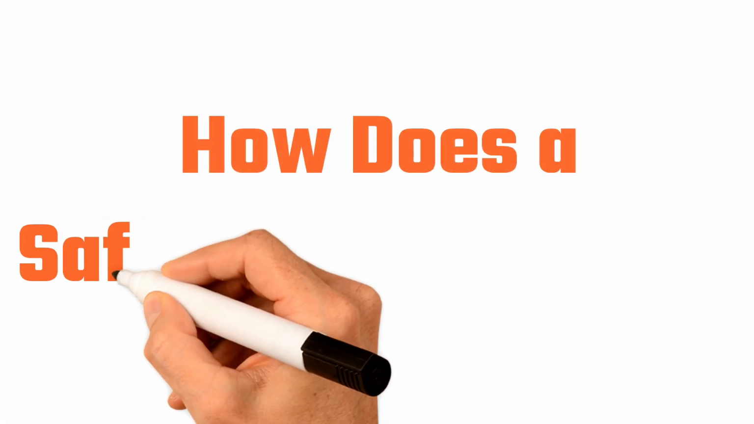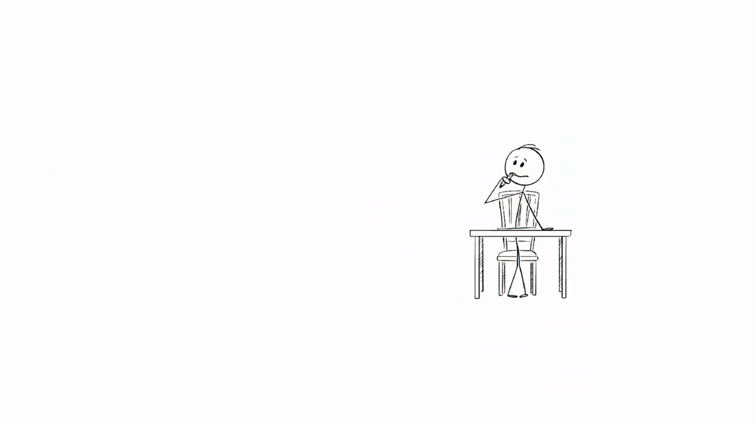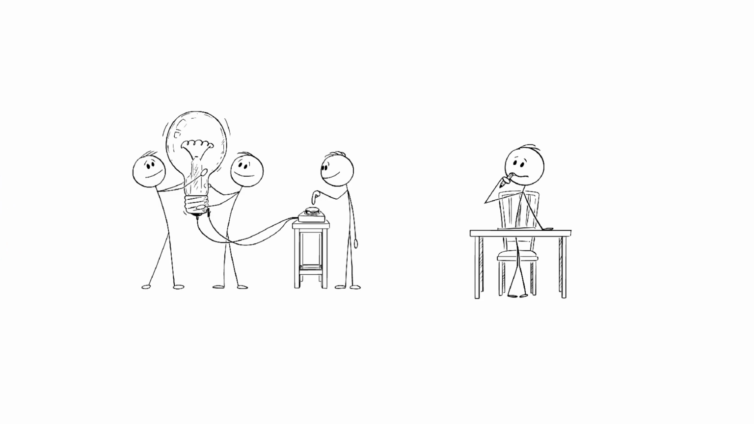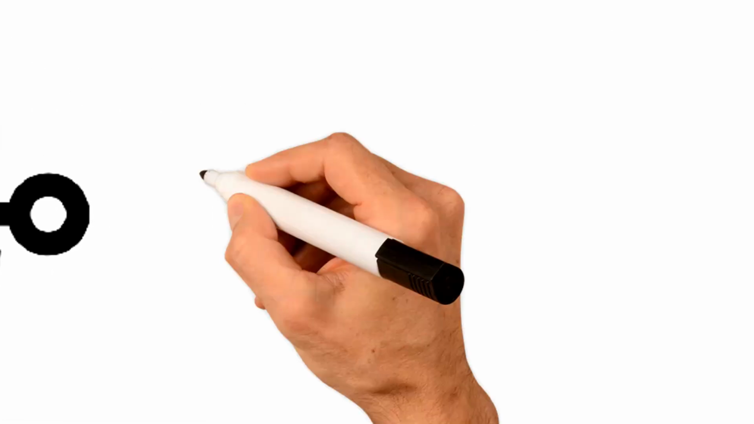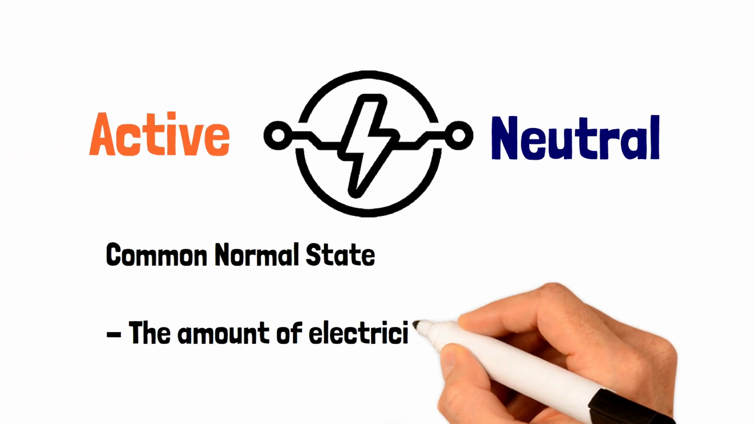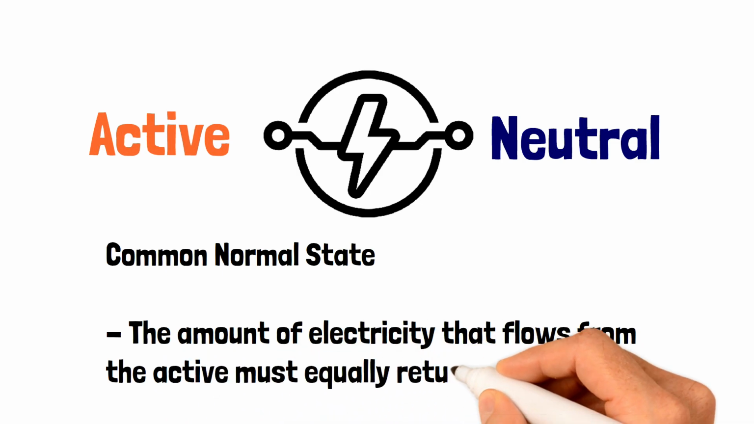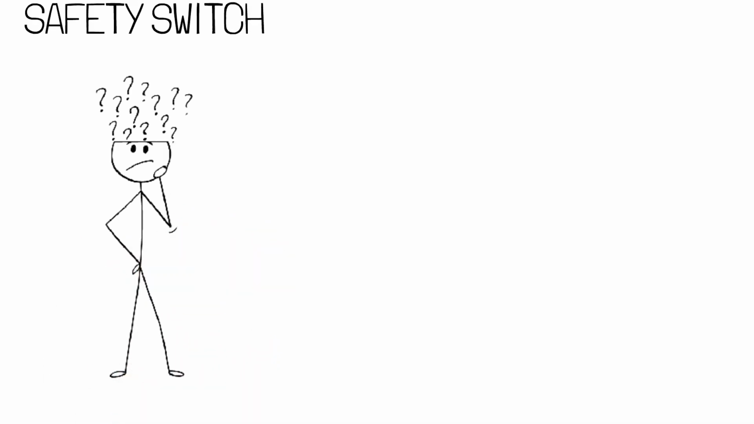So how does a safety switch work? Firstly, let's go back to Year 9 science class on the basics of electricity. Put simply, electricity flows from the active and returns to the neutral. In a normal state, the amount of electricity that flows from the active must equally return to the neutral. So that's the flow of electricity 101. Now how does that apply to a safety switch and how it works?